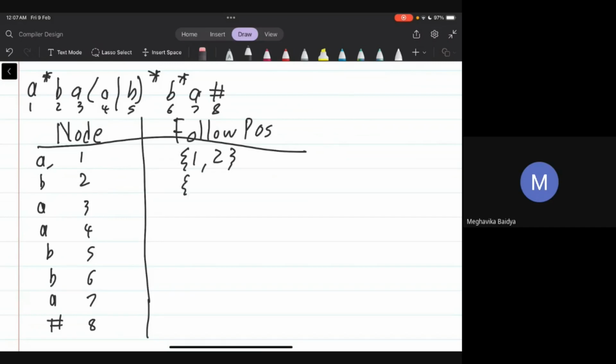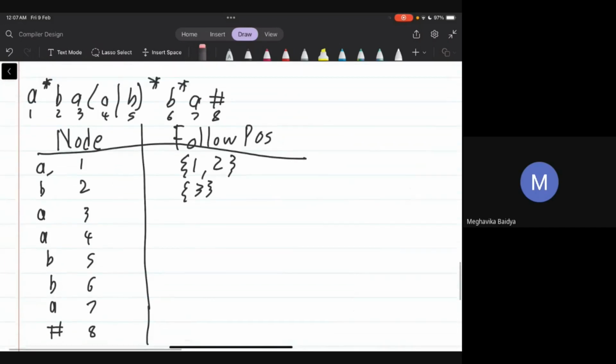Let's do two now. For b, which is two, it can only be followed by three, right? There's no other option for b. So you'll only write three. Okay, so the second one is also done. Now the third one.